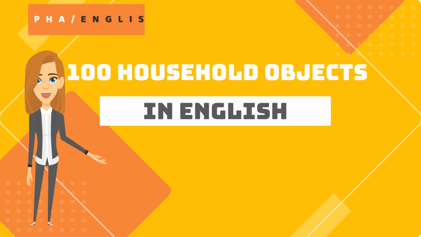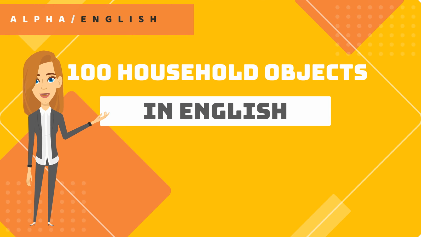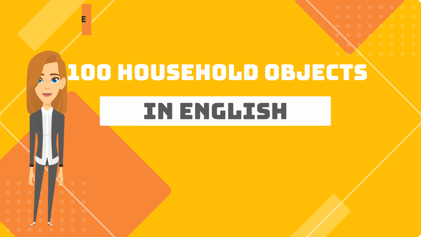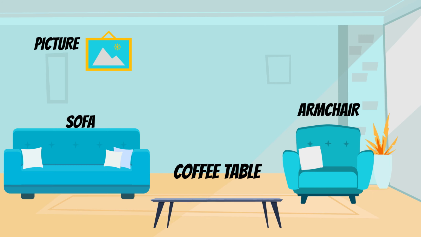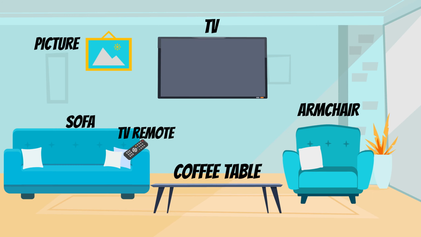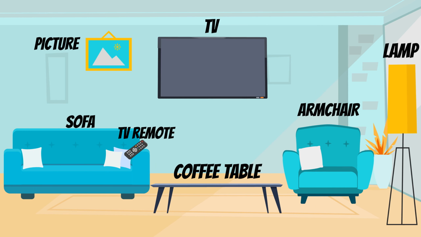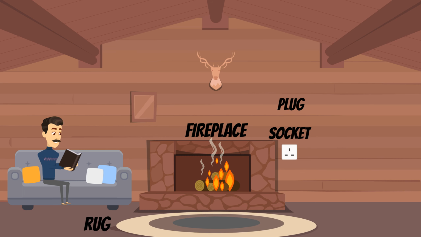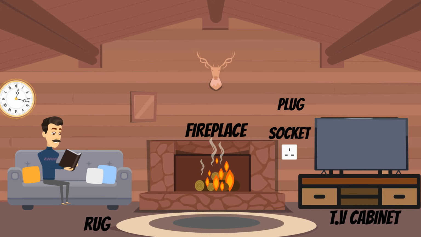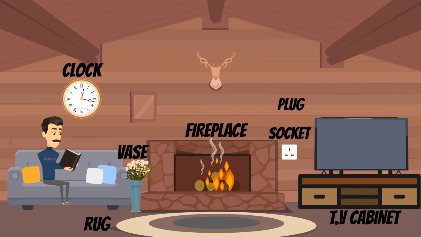In this video, we will learn 100 household objects in English. Let's begin in the living room. Sofa, armchair, picture, coffee table, TV remote, lamp. Fireplace, rug, plug socket, TV cabinet, clock, vase.